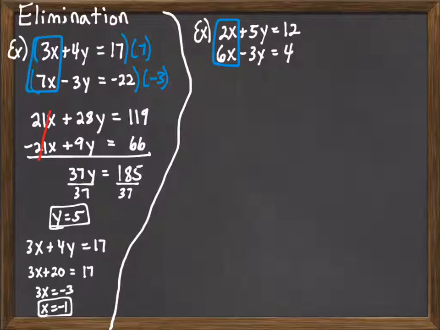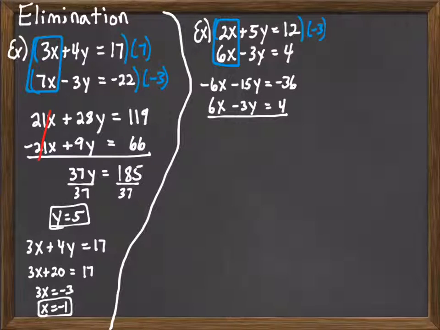Now I need them to be opposites so that they'll cancel out, so I can get by with just multiplying the top equation by a negative 3. And so I go ahead and do just that. Multiply through by a negative 3, I get negative 6x minus 15y equals negative 36, and then the other equation is still just 6x minus 3y equals 4. Okay, we add down, the x's cancel out.